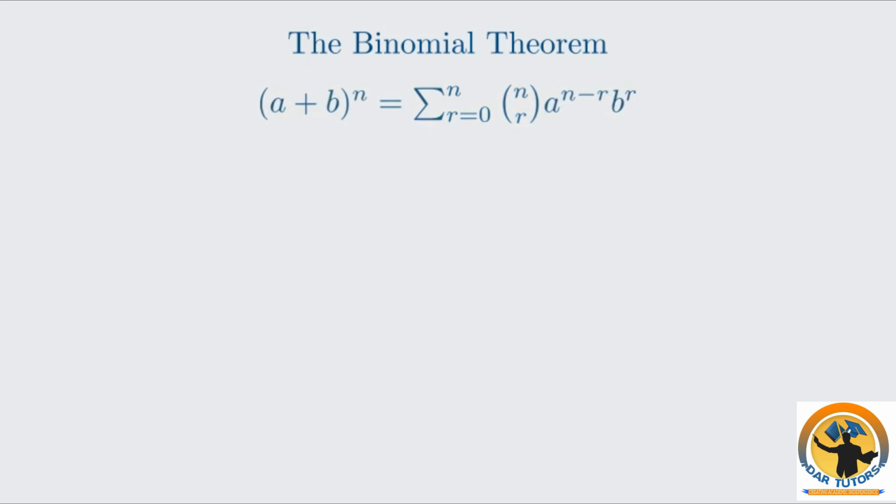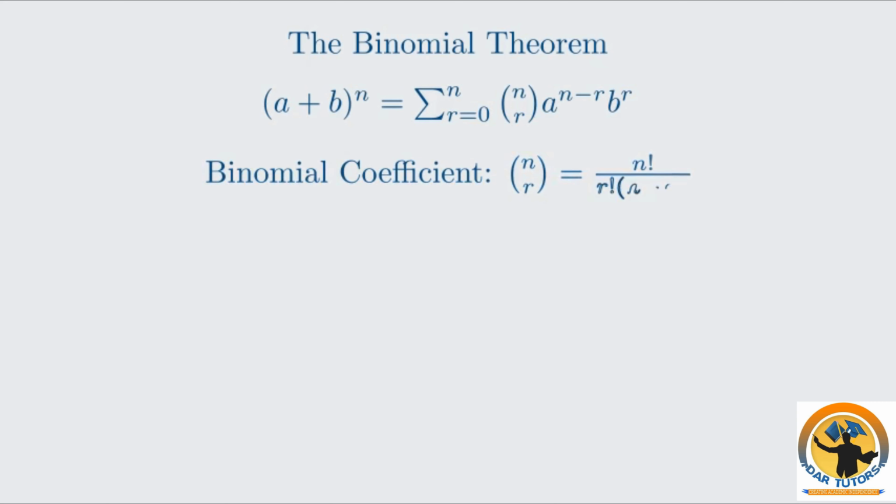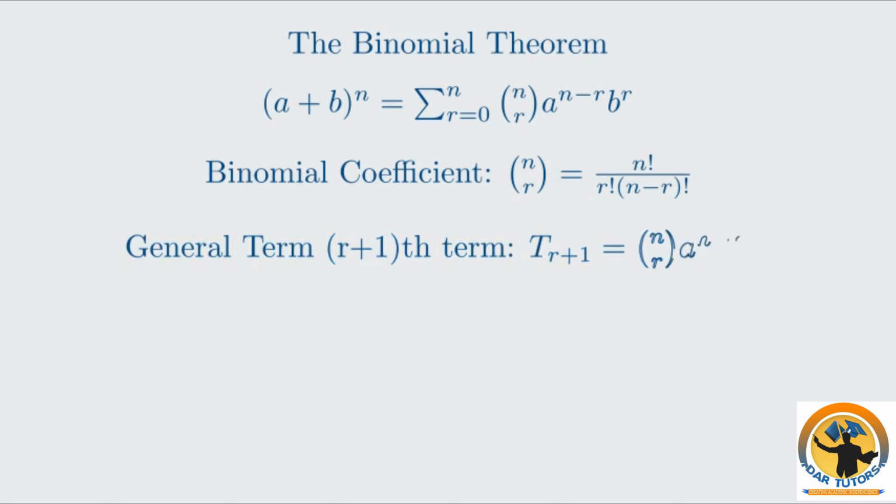Let's break this down. The symbol nCr is the binomial coefficient, read as n choose r. It represents the number of ways to choose r items from a set of n items. The formula for this is n factorial divided by r factorial times (n - r) factorial. The term r is the index of the term. It starts at 0 and goes up to n. It's important to note that r is the power of b in each term. This means the first term corresponds to r equals 0, the second term to r equals 1, and so on. The (r + 1)th term is given by the formula T sub r+1 equals nCr times a^(n-r) times b^r.